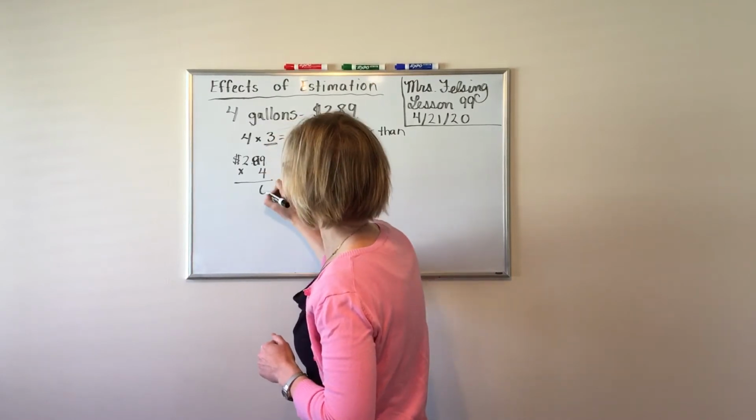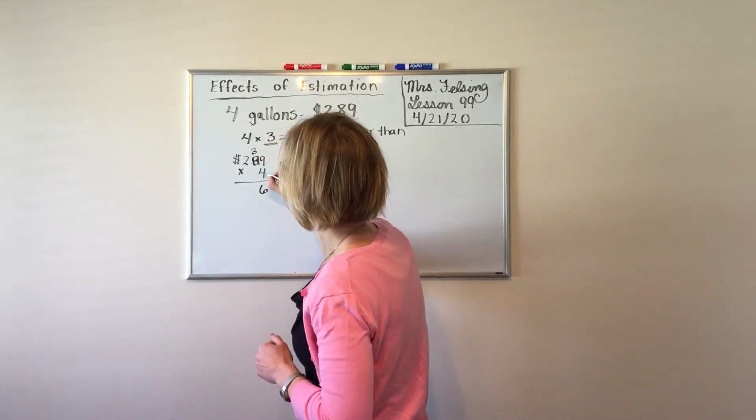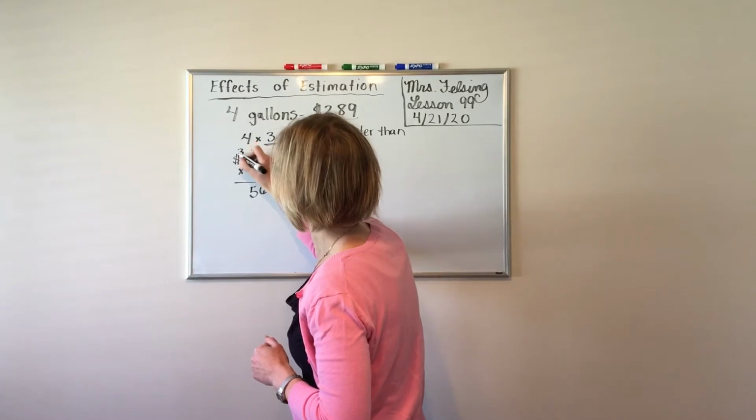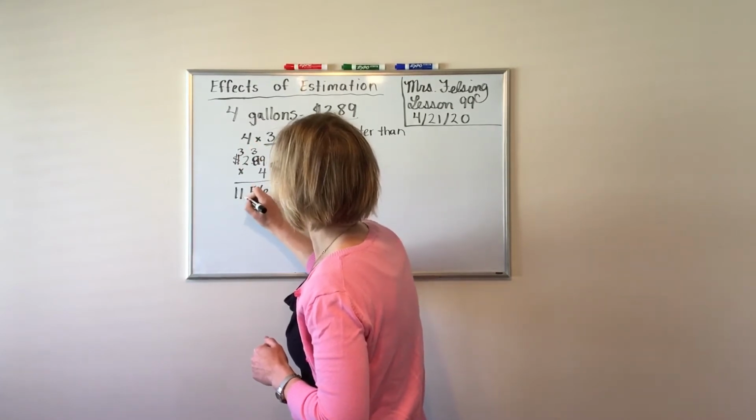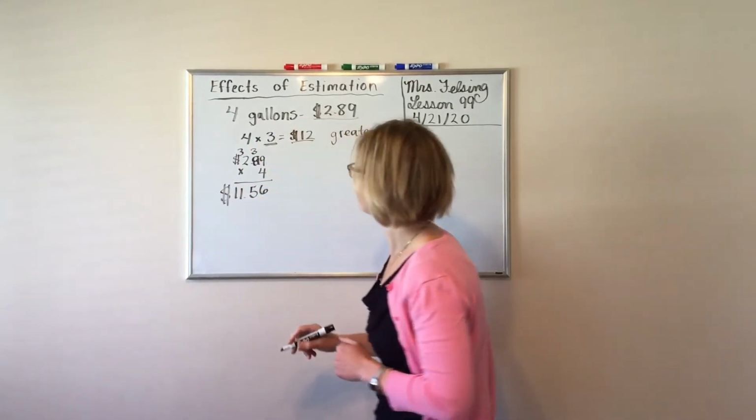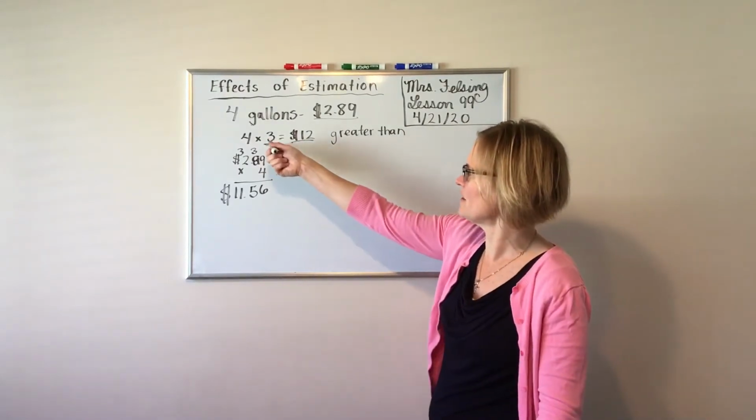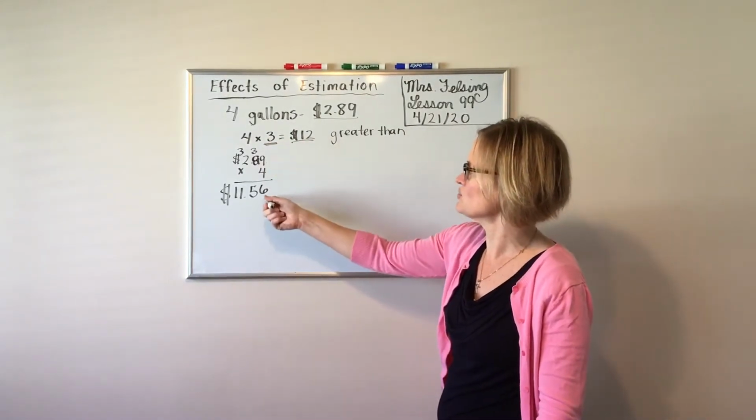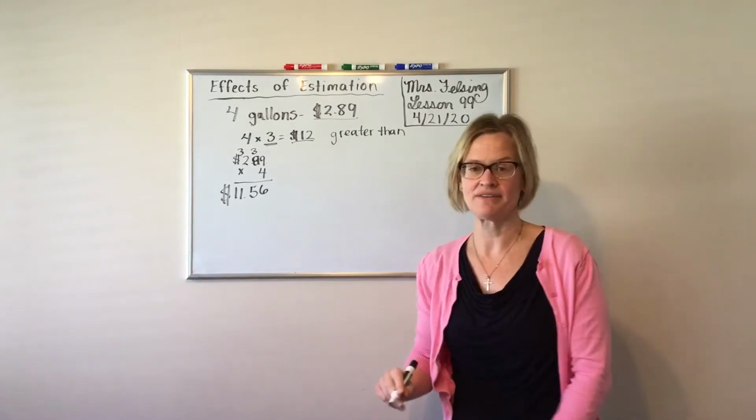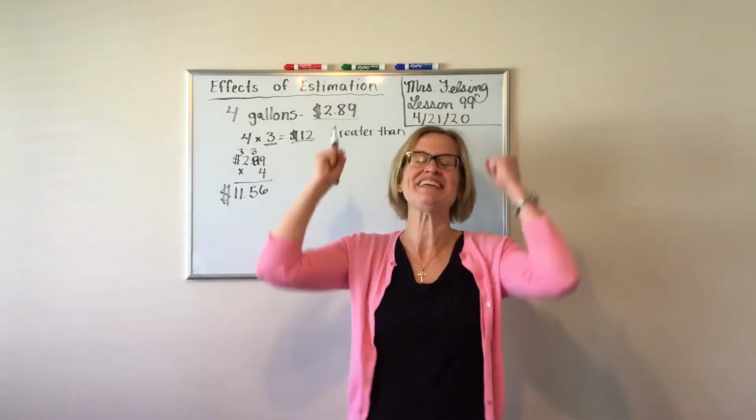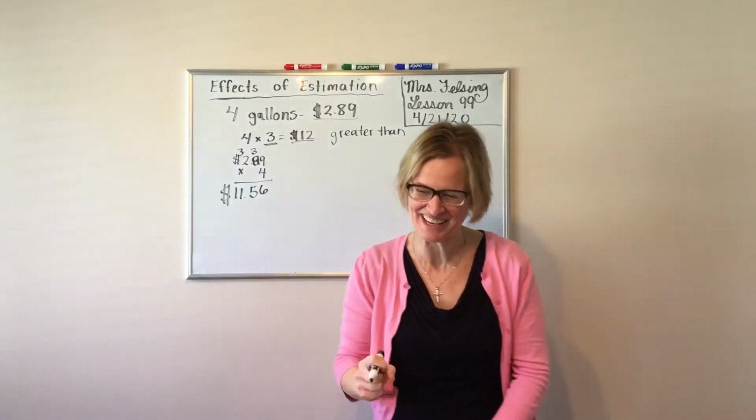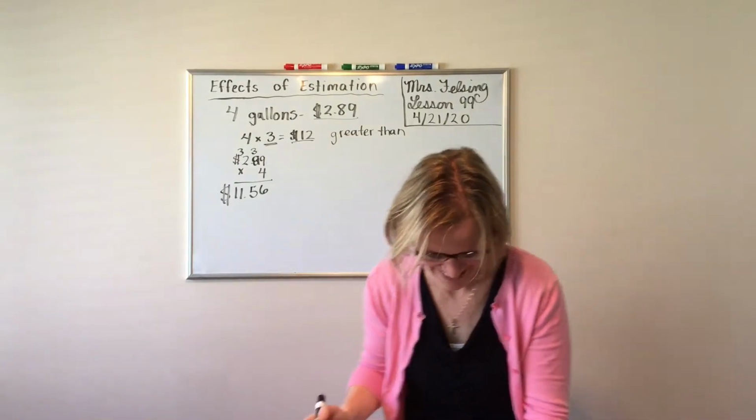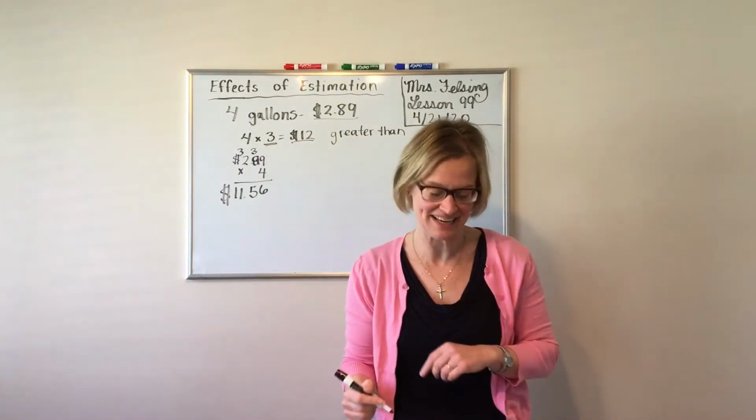9 times 4 is 36, 32. Our answer was right, because you see how that's greater than? This is the actual cost, so this estimate is actually greater than that. Isn't that amazing? Yes, it is! So let's take a look at our second example.